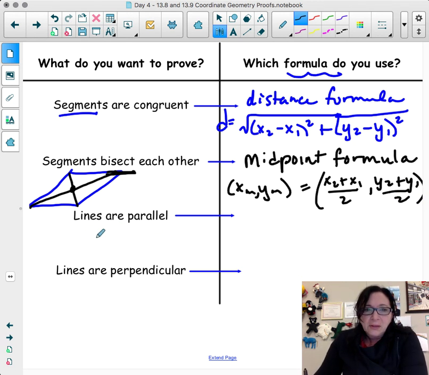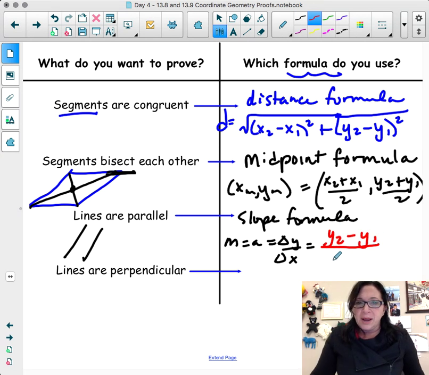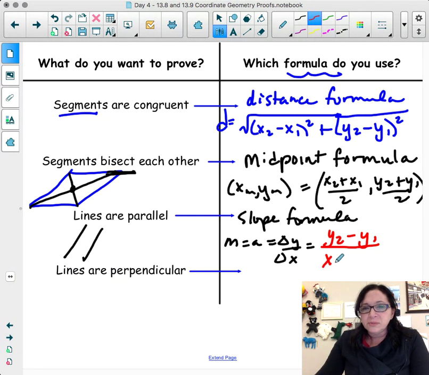To show that lines are parallel, well, parallel lines have the same slope. So for this one, I'm going to use my slope formula. And my slope formula, some people use m, some people say change in y over change in x, which is just delta y over delta x. But all of them use this same thing where you're subtracting your y's and you're dividing by subtracting your x's. So subtract your x's.